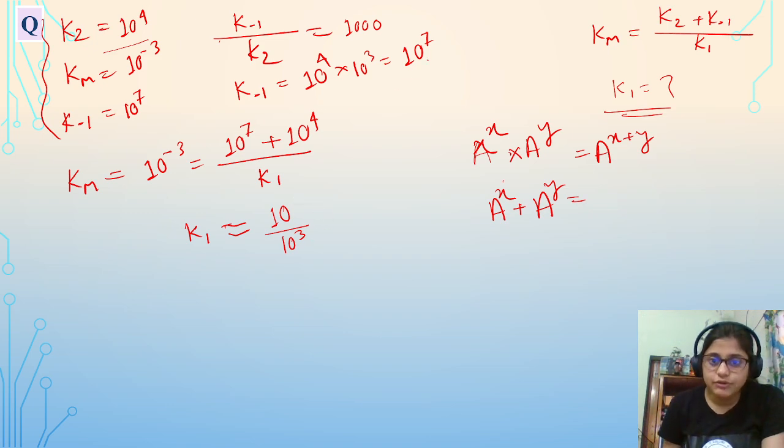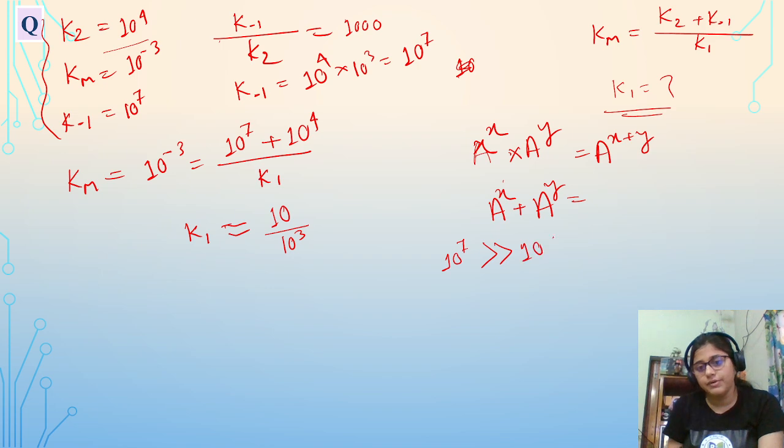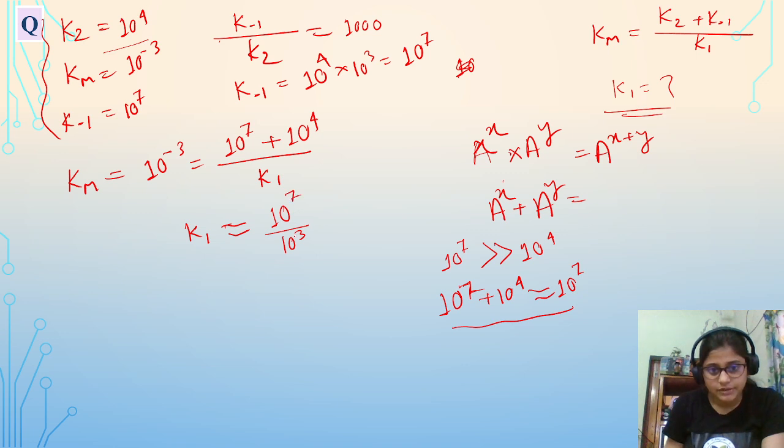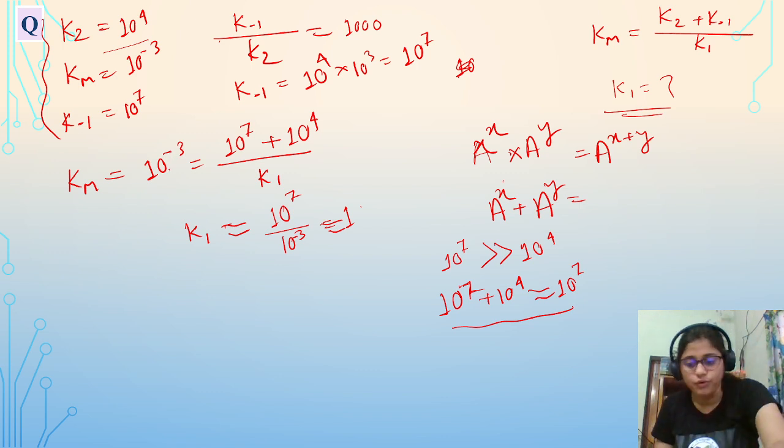As 10 to the power 7 value is very high compared to 10 to the power 4, in 10 to the power 7 plus 10 to the power 4 we can assume it will be equal to 10 to the power 7. We can take that. So it will be 10 to the power 7 by 10 to the power minus 3, which will be close to 10 to the power 4 minus 4.